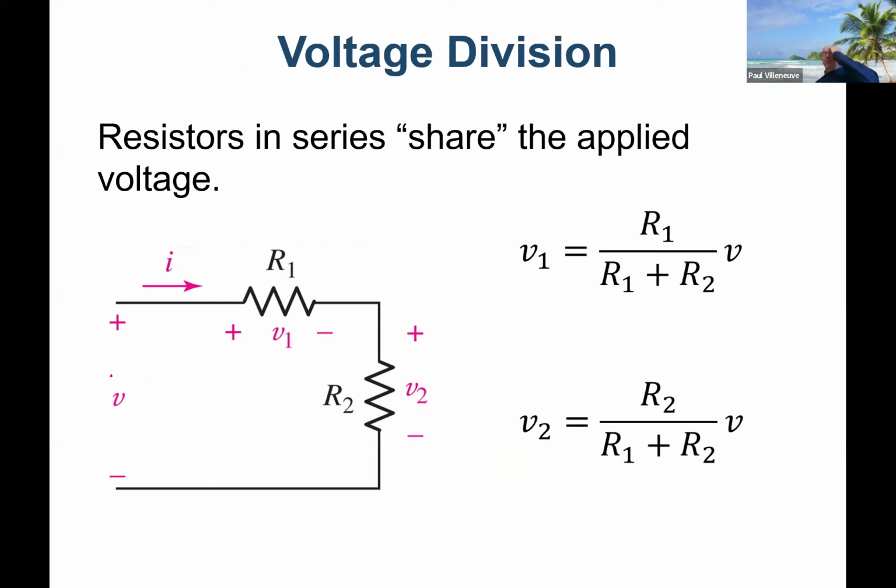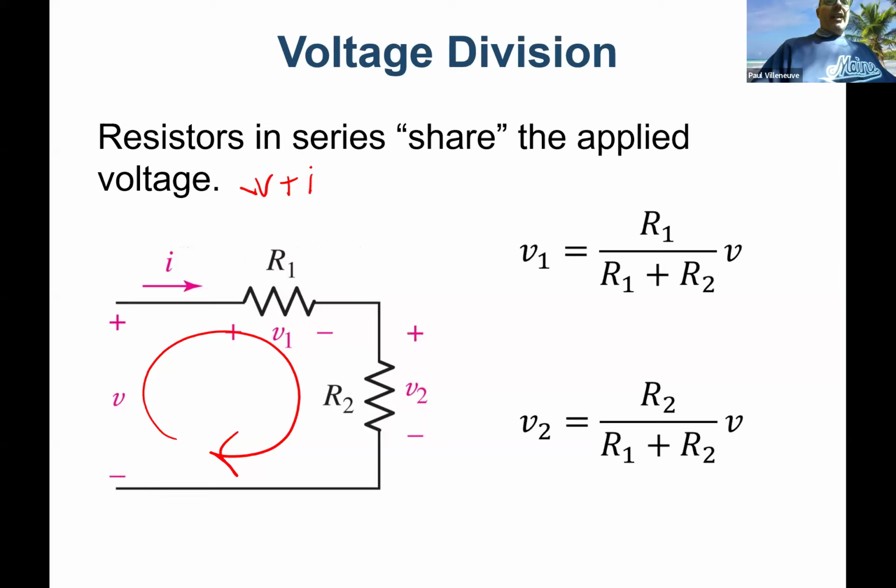Here's voltage divider. You can actually derive the voltage divider approach. Yeah, let's derive it real quick. It's pretty easy. So we're going to go ahead and do a KVL loop around here. So negative V plus I R1 plus I R2 is going to be equal to 0. So I is equal to V over R1 plus R2. Everybody agree with that? That's the current.